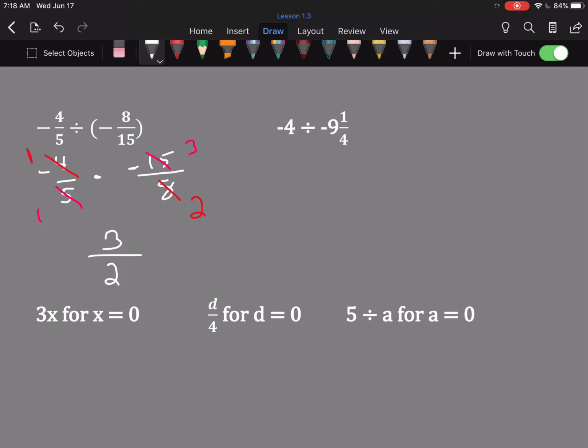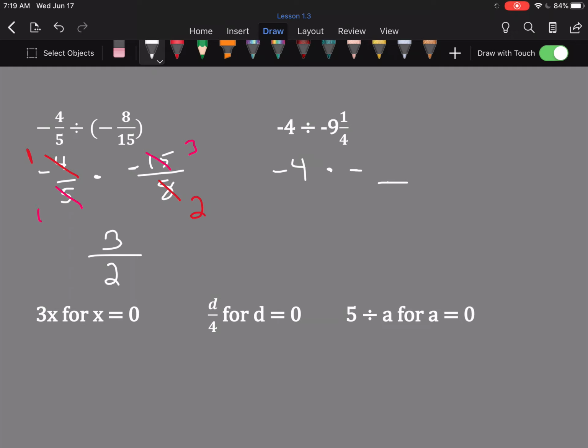The next problem is negative 4 divided by negative 9 1/4. So the negative 4 is fine. We know we can't divide by a fraction, so we're going to have to multiply by the reciprocal of this fraction, which will still be negative. But we can't just flip 9 1/4. We must change that into an improper fraction before we can flip it.